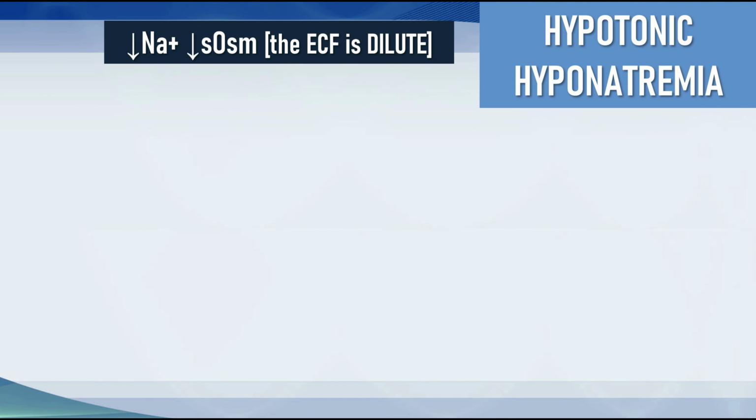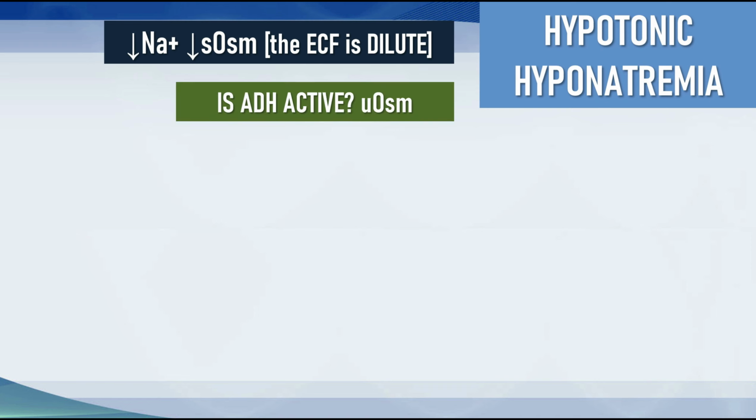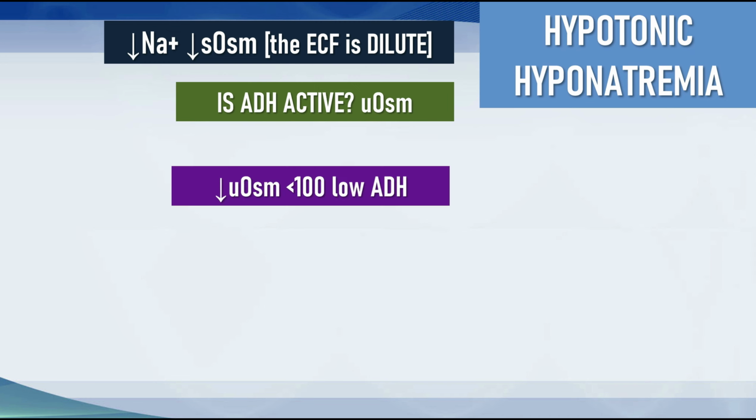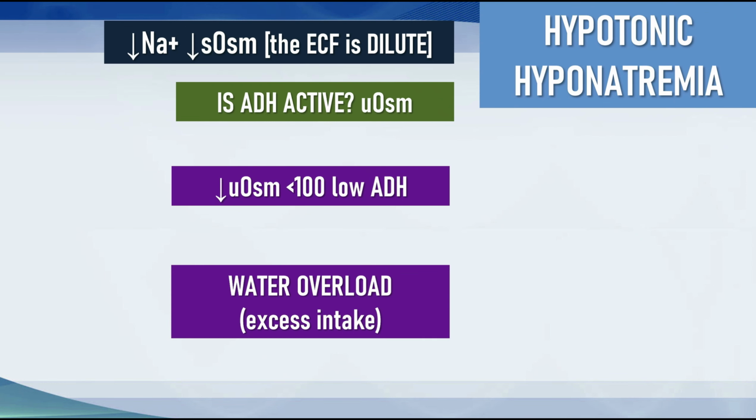So let's work that problem. We have low sodium, low serum osmolality, so the extracellular fluid is dilute. We've looked at our antidiuretic hormone situation with her urinary osmolality, but her low osmolality means low antidiuretic hormone. In this setting, with a low urinary sodium, we can be very confident that the problem here is water overload.